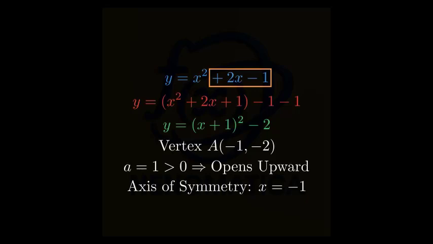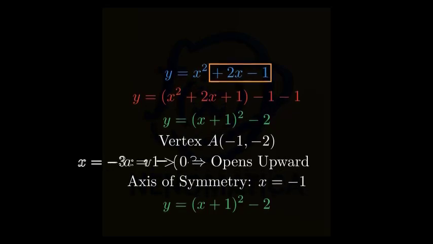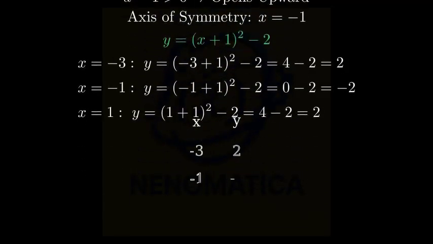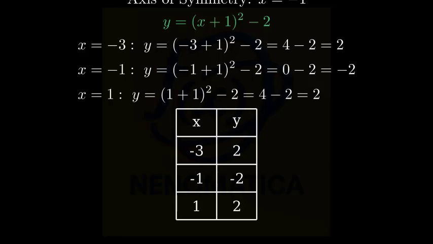Step 3. Pick symmetric points using the vertex form. Using y equals (x plus 1) squared minus 2, evaluate at x equals -3, x equals -1, and x equals 1. We will make a small value table to organize these points.